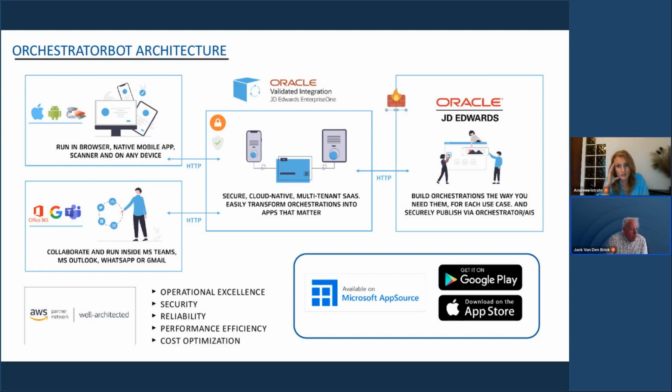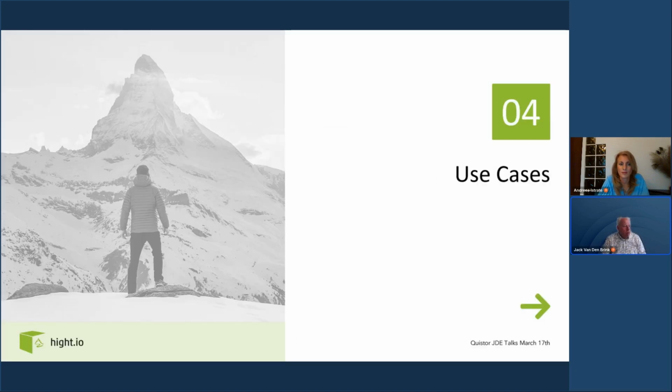So actually you can run applications from Teams which are manipulating data in JD Edwards, and all runs in our platform on AWS. It's AWS certified, and we have a mobile app in the Google Play and the App Store, and of course AppSource for Microsoft to run the Teams and Outlook stuff. That's a bit on the architecture. I'll not dive into it.